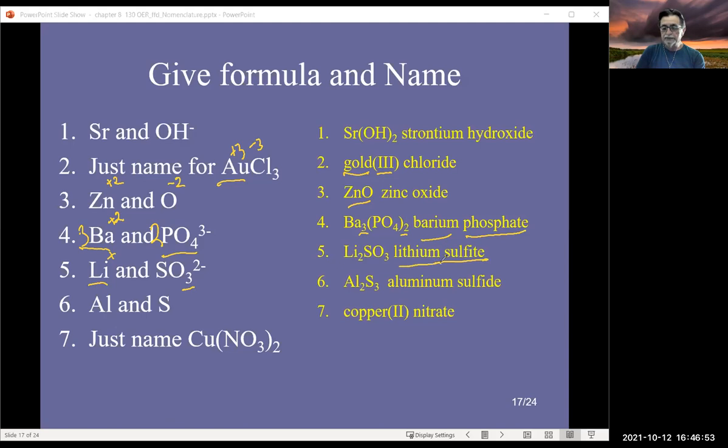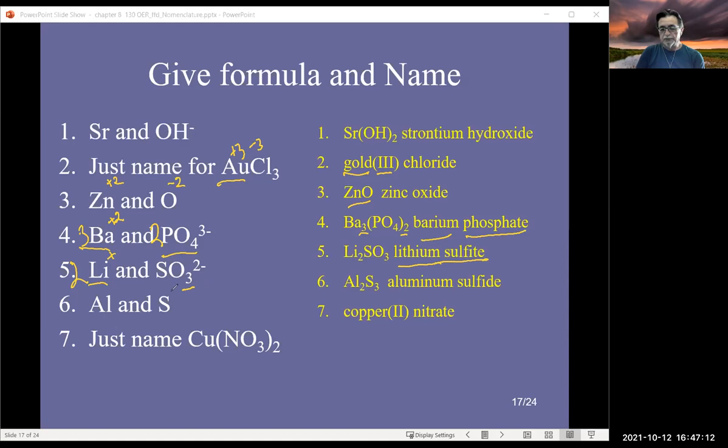And it's lithium sulfite. We need two lithium ions because each lithium is a +1. We need 2 of them. Each sulfite is a -2. That's why we have a lithium subscript 2.